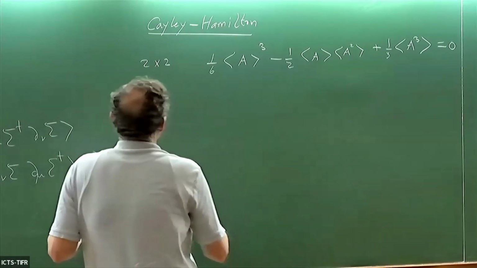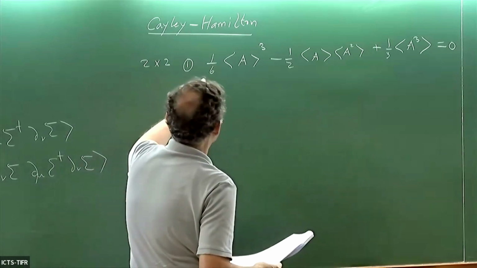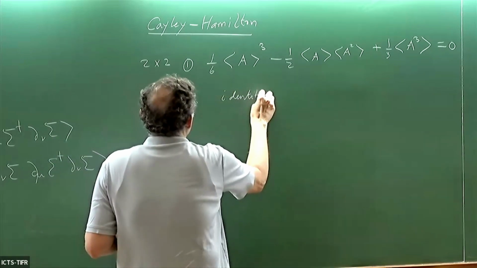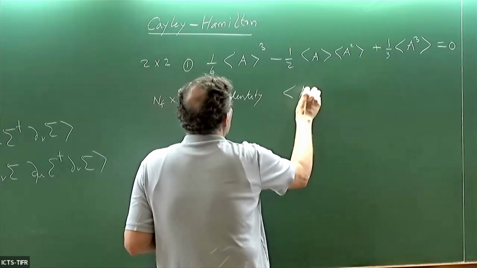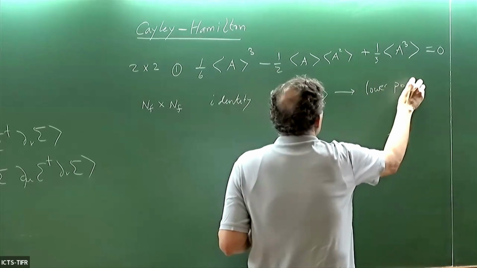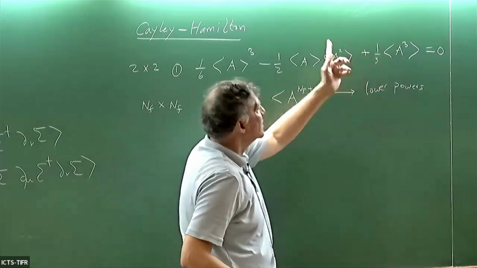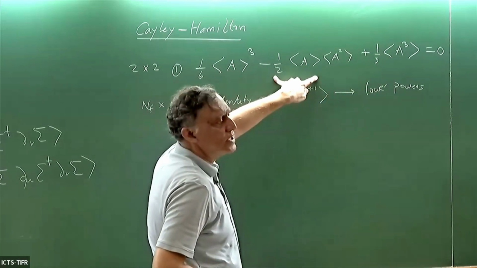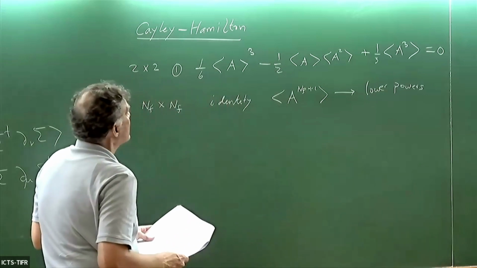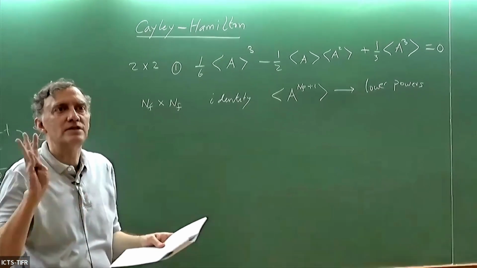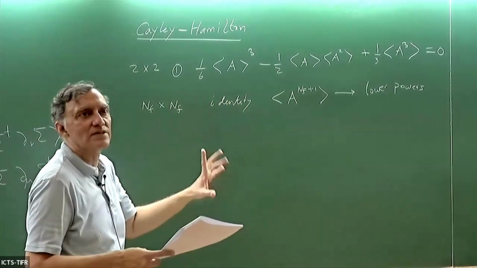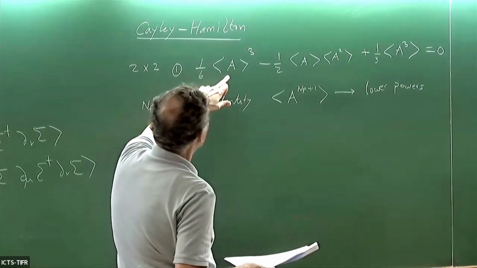Now, this is step 1. For an N_F by N_F matrix, there will be an identity which allows you to write the trace of A to the N_F plus 1 in terms of lower powers. Here the trace of A cubed could be written as lower order traces. These 2 terms only involve trace of A and trace of A squared. So any trace of A cubed or higher can be removed in terms of these. And this is for 2 by 2. I'm mentioning this because this identity depends on the size of the matrix. So see if you can figure out how to prove that.